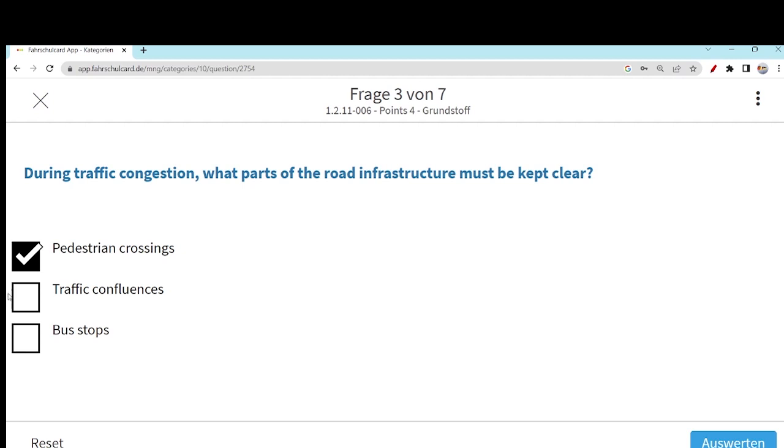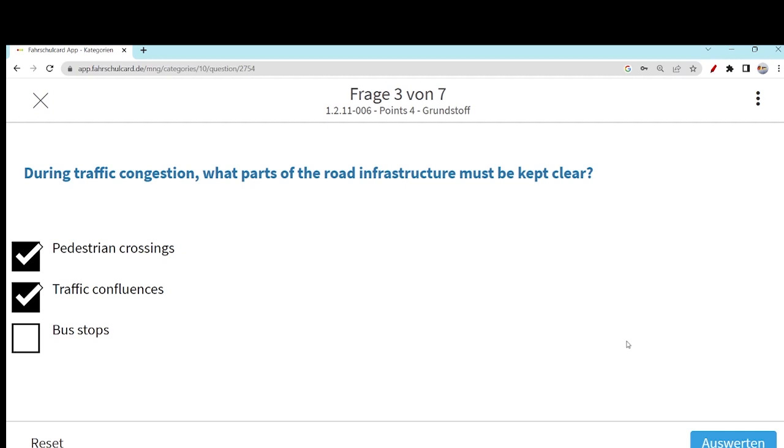Even traffic confluences. For example, if you drive a bit and then you will be on an intersection, on a junction, and then you can block the traffic coming from right, coming from left, it is also not a good idea. So whenever there is traffic congestion, you should always keep clear pedestrian crossings and traffic confluences. Don't drive on them. Bus stop, it's not a problem, because ideally you can, if there is no bus on the stop, and even you can go to that part, because normally a bus comes and goes. Even on the bus stop you can quickly take a passenger with you. You can actually allow a passenger to go out from your car when there is no bus.